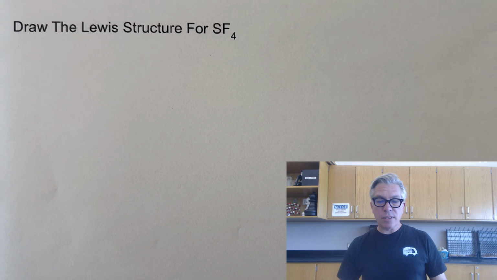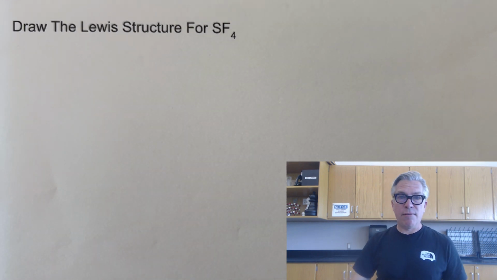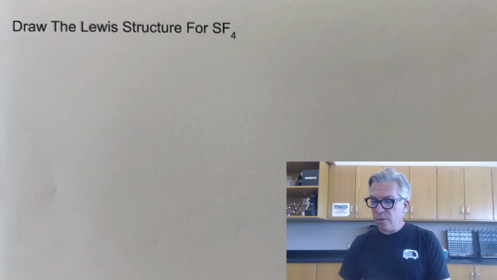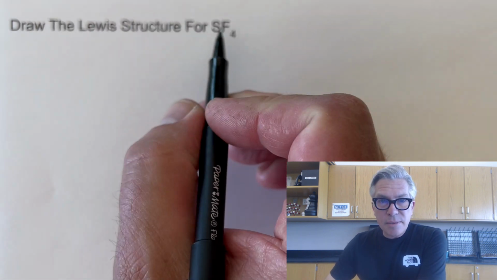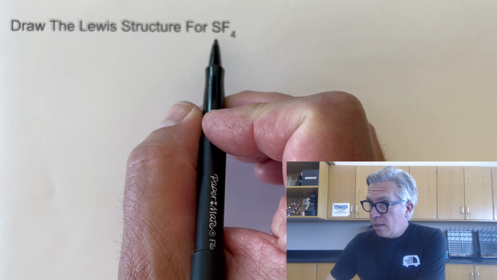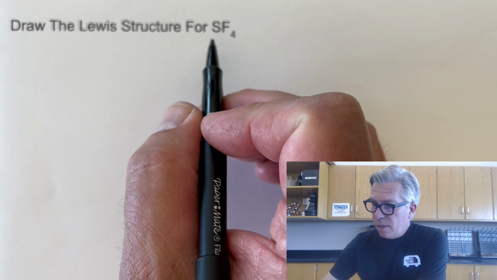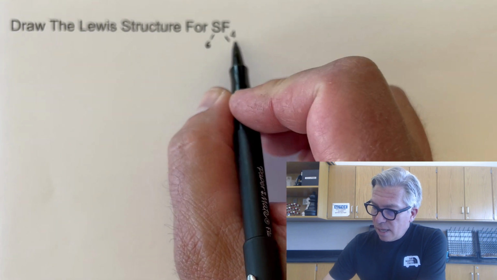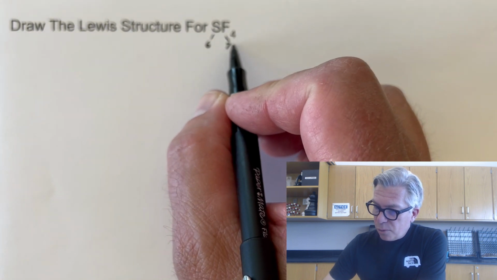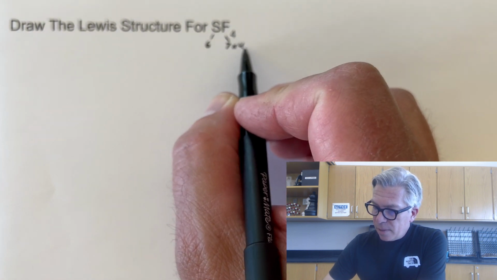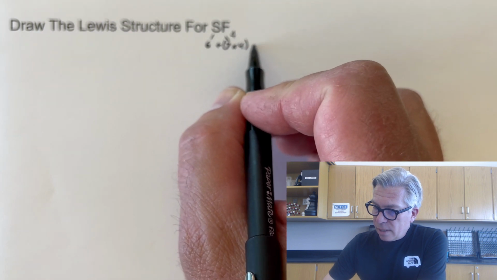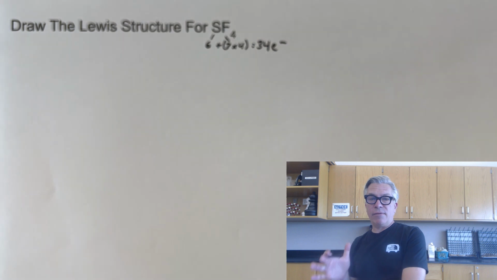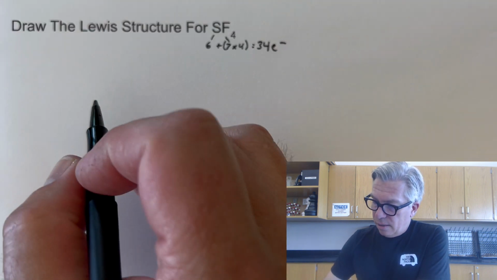Draw the Lewis structure for SF4. All right, let's do the steps. Sulfur is in column 6A or column 16 of the periodic table. So it's got 6 valence electrons. Fluorine is in column 7, second to last, and there's 4 of them. So that makes 28 and 6. That gives me 34 electrons. So in my drawing, I have to have 34 electrons shown.